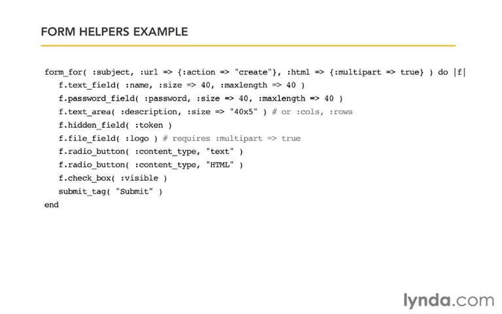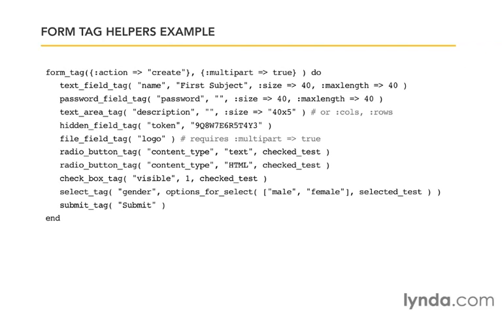First, let's just refresh our memory what the form_for version looked like, where it was form_for subject, and then we had the subject object that we could use with each of the helpers down the line. Now compare that with the form tag version. The main difference here is that we have to provide values for each of the fields. It doesn't have an object that it uses to set those default values automatically. There are a few other differences.